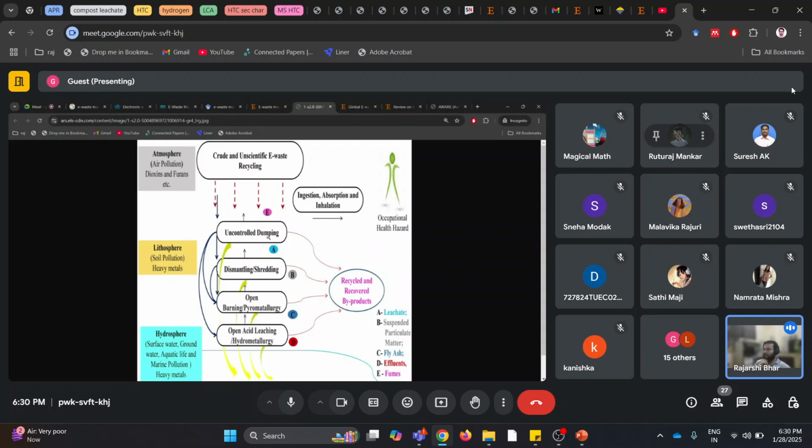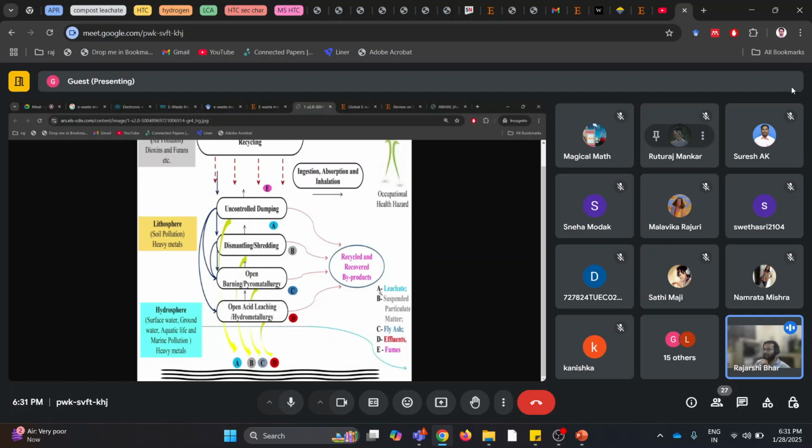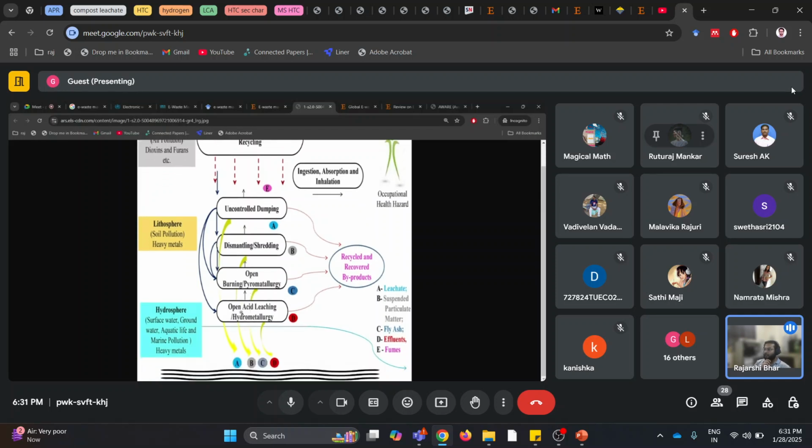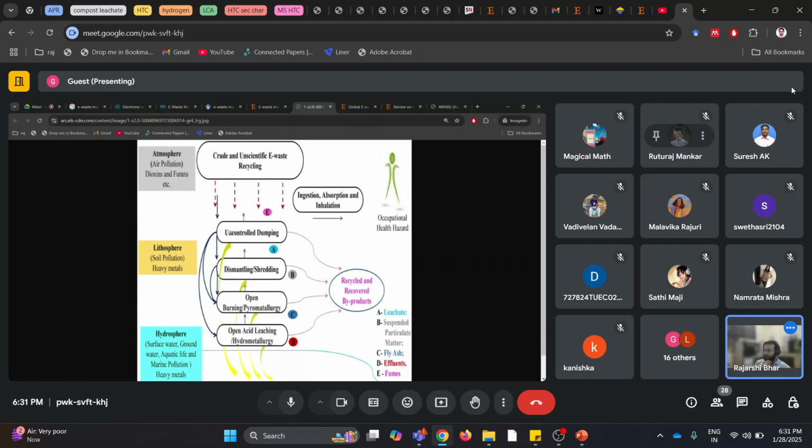On the right hand side, there are some legends that you can see. A refers to leachate, B refers to suspended particulate matter, C to fly ash, D effluents, and E fumes. So we will make note of that as we go. When there is uncontrolled dumping, let's just focus on this. Once the uncontrolled dumping is taking place, what is happening here?